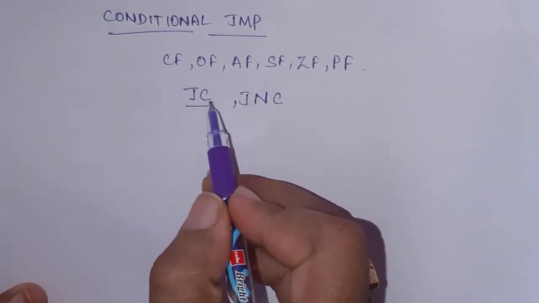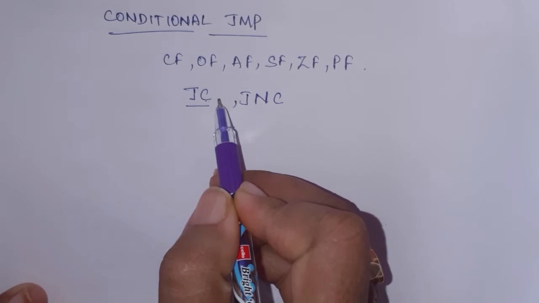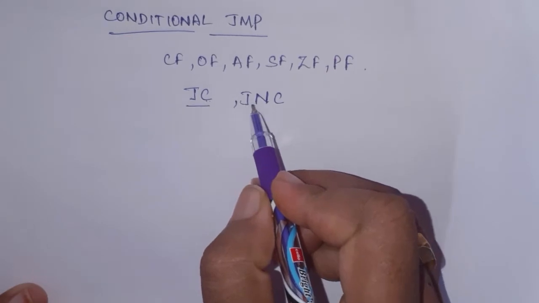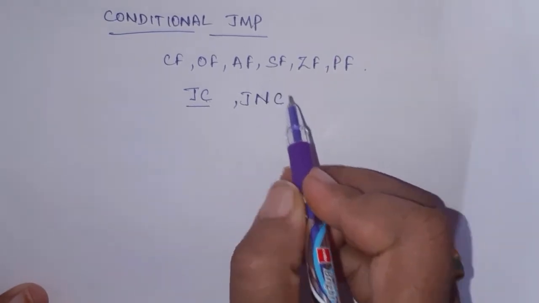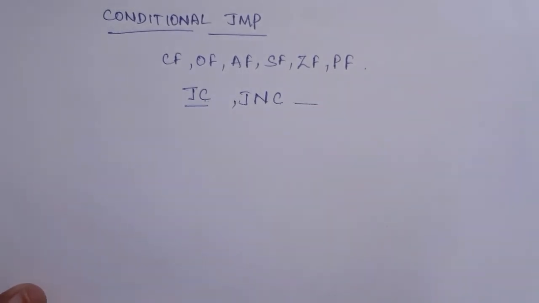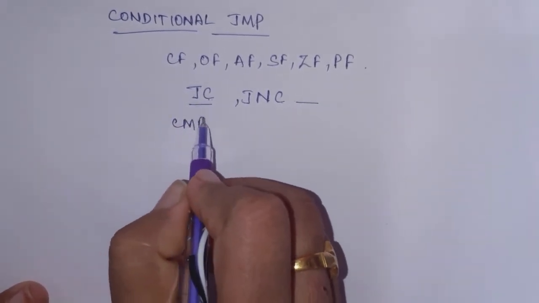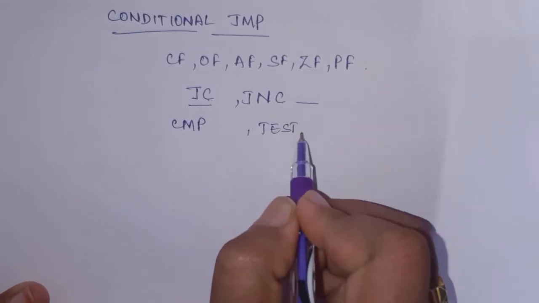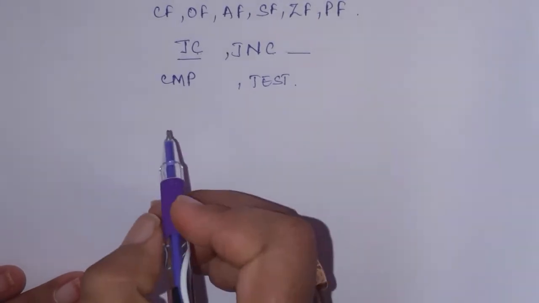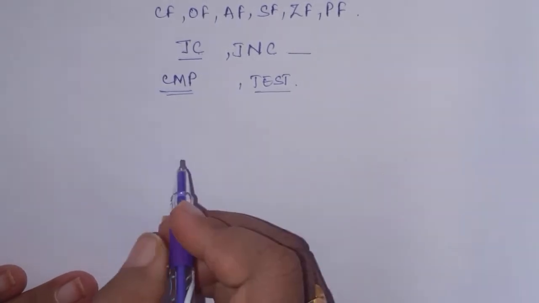If it is jump on carry, if carry is set, equal to 1, then the execution is transferred to the displacement specified here. In case of jump on no carry, if carry is not there, then the execution is transferred to the displacement specified in the instruction. These instructions generally follow compare or test instructions. The condition is to be checked first and then the execution can be transferred.